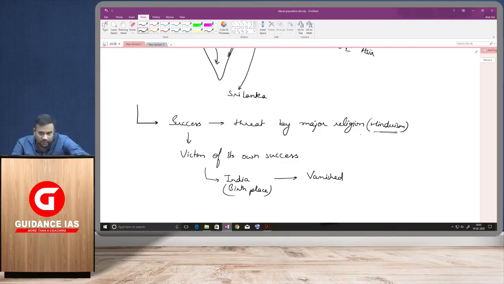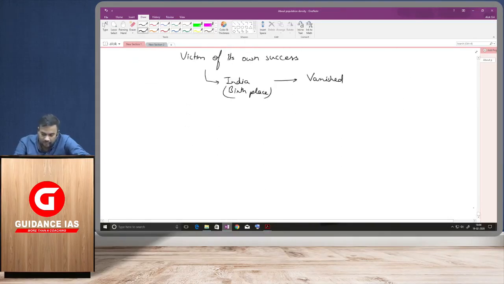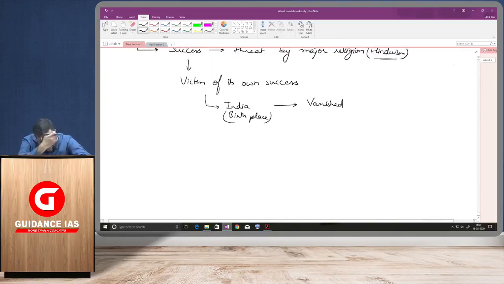Okay? If we have to find out someone who purposefully tried to destroy the religion, it was actually Hinduism and the Hindu rulers, who were guided by the advice of very famous Brahmins. Okay. So if you talk about it, ultimately what happened? It vanished from India.